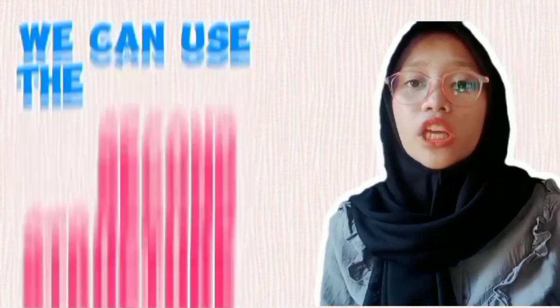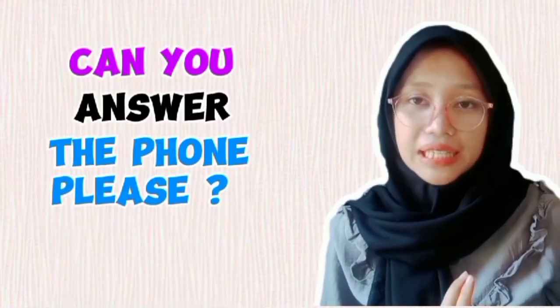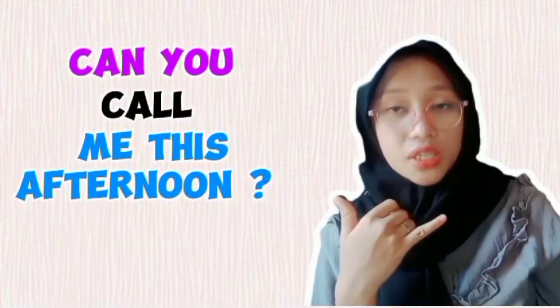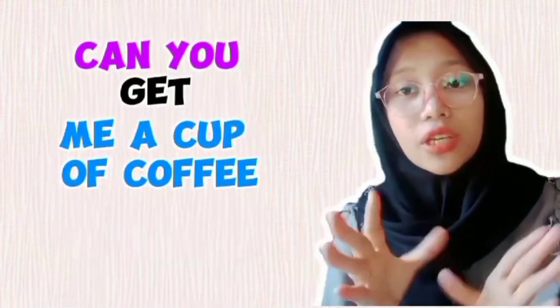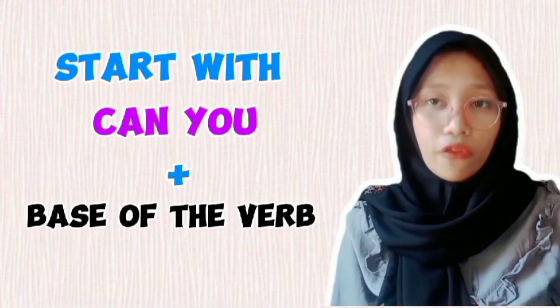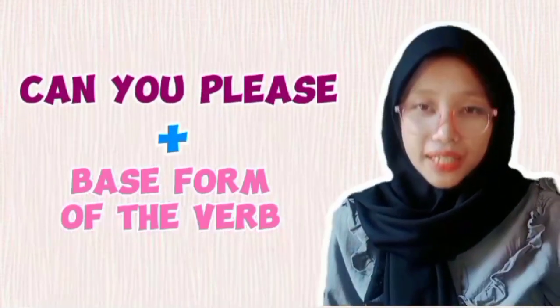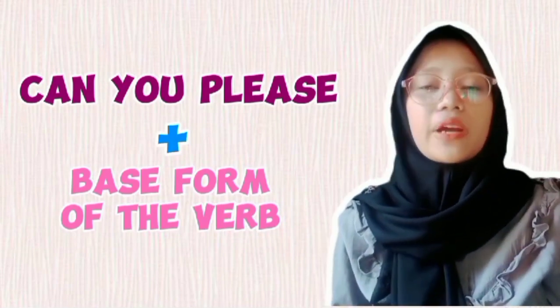To make the request sentence more polite and more formal, we can use the second structure, namely, can you? For example, can you answer the phone please? Can you call me this afternoon? Can you get me a cup of coffee? All the questions above start with can you and are accompanied by the base form of the verb.